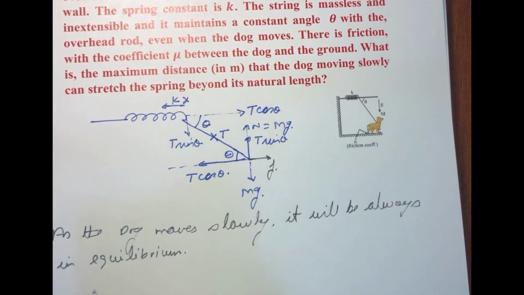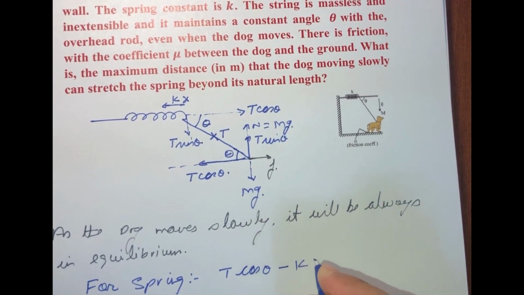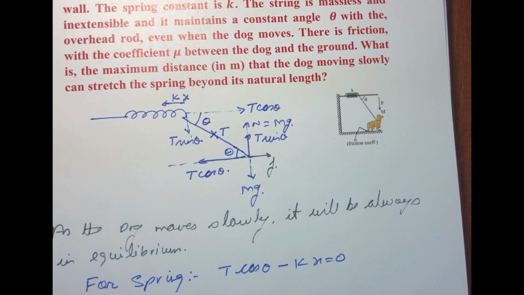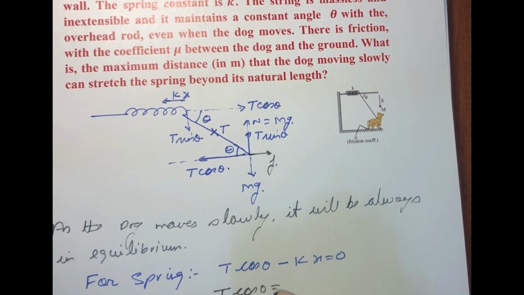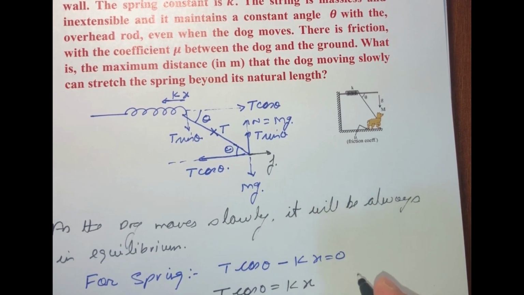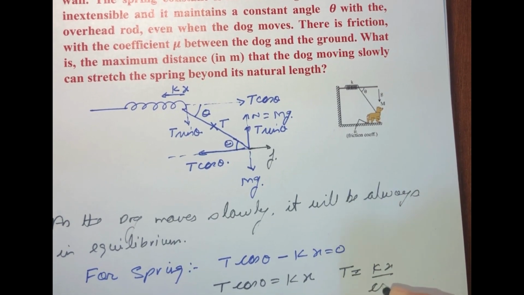So for the spring, we are going to have T cos theta minus kx equal to 0, and from here we can find the value of T. So T cos theta will be equal to kx, and T will be kx divided by cos theta. Let this be equation number 1.